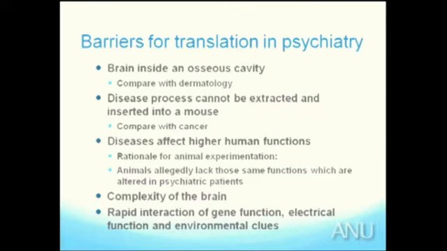So, for example, the brain is not accessible. If you compare it to dermatology, the tumors and the diseases are right there. You just scrape a little piece and put it in the microscope, and the tissue is immediately available. That's not the case with tissue that's inside a bone formation. Then you cannot extract the disease process and put it into a mouse. So cancer, no matter where it is, could be in the most inaccessible area. It could be brain cancer, it could be lung cancer.